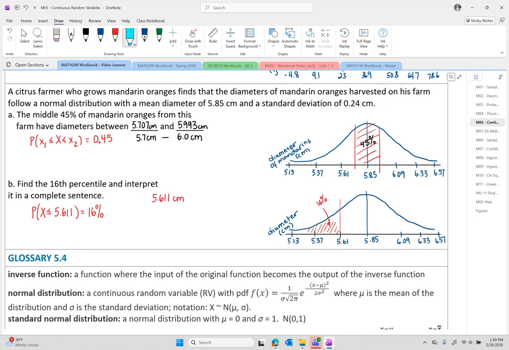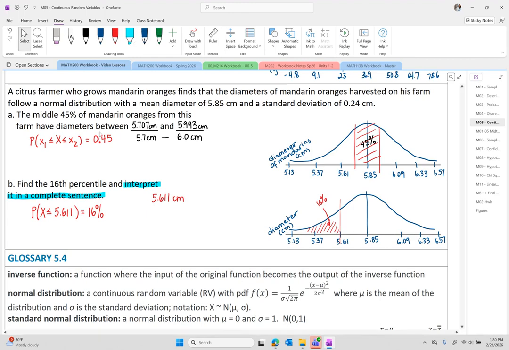So if you are completing the notes for this chapter, I would like you to actually write a sentence that interprets the 16th percentile. Your sentence should say that 16% of the mandarin oranges harvested from this particular farm have diameters of 5.611 centimeters or less.